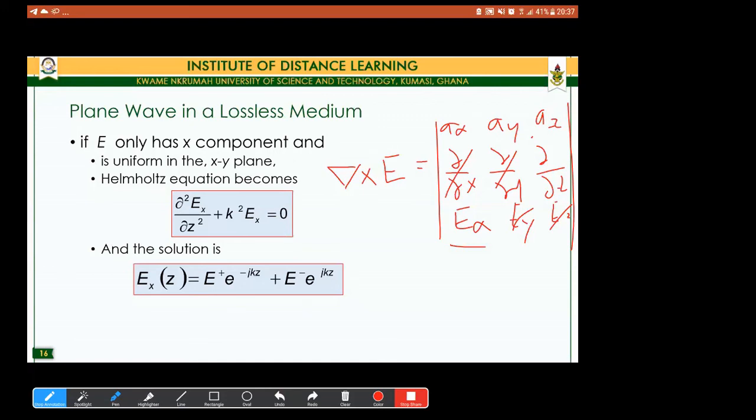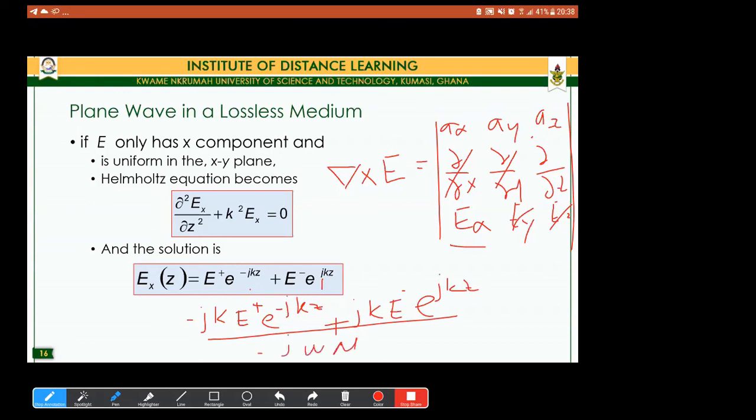And if you differentiate Ex with respect to z, this will be what? Minus jk times E plus, e to the minus jkz. Then this will be plus. Again, if you differentiate this, it will be what? jk, then E minus, e to the jkz. And all of this we are dividing by what? Negative j omega mu.